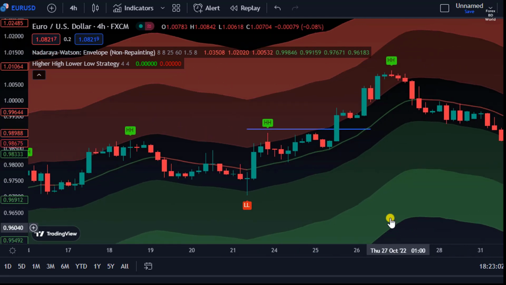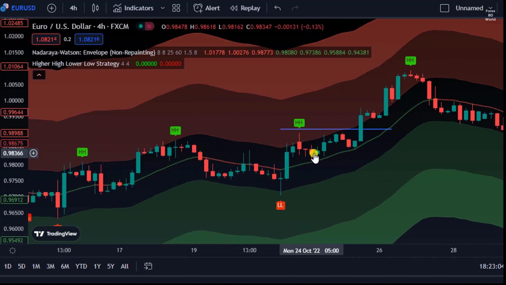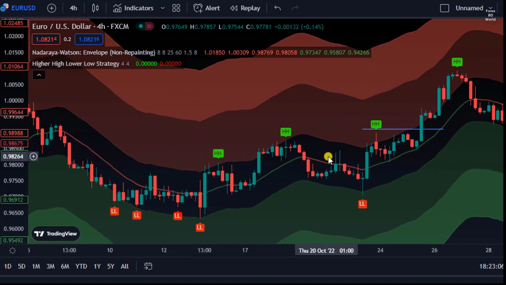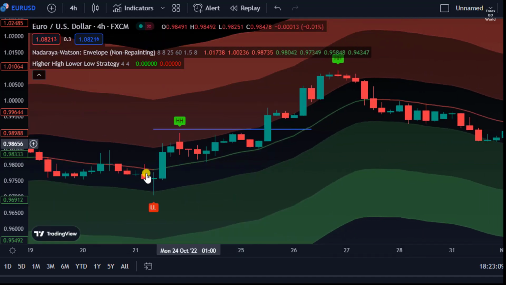It may seem difficult, but if we show you from the market, it will be much easier. Here we can see that the color of the line in the middle of the envelope indicator is green. So here our first criteria has been matched. Next, the market was above the green line, then the market came to the green line, so here our second criteria has been matched.